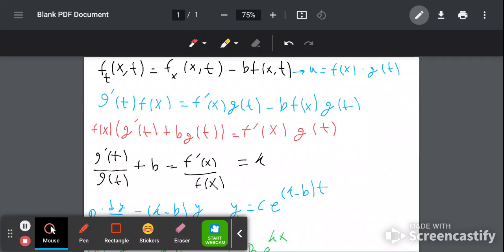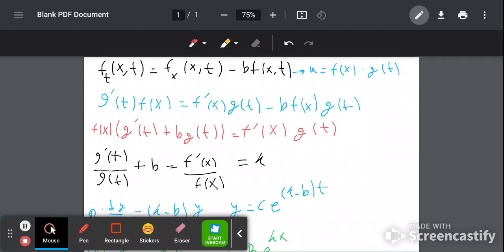Now, to neaten things up, I'm going to bring the b f of x g of t to the left-hand side by adding, and I'm going to factor out an f of x. If I do, we get f of x times g prime of t plus b times g of t, and this is equal to simply the right-hand side, f prime of x times g of t.